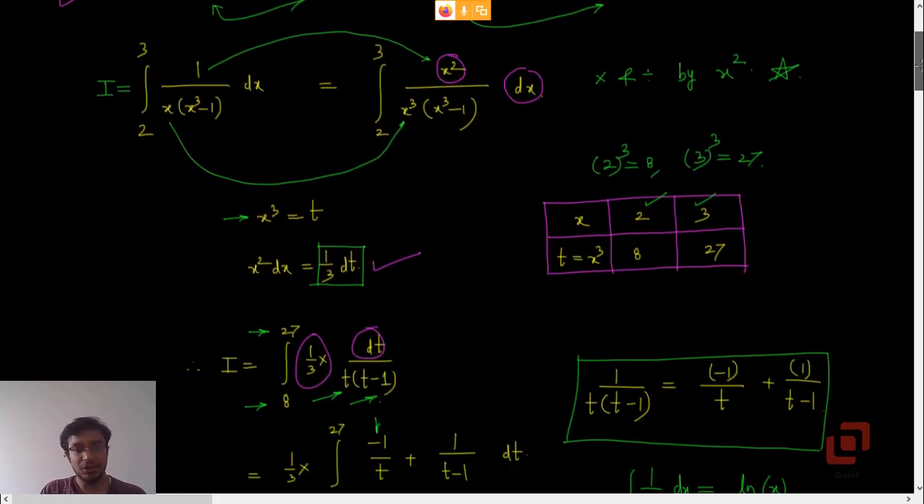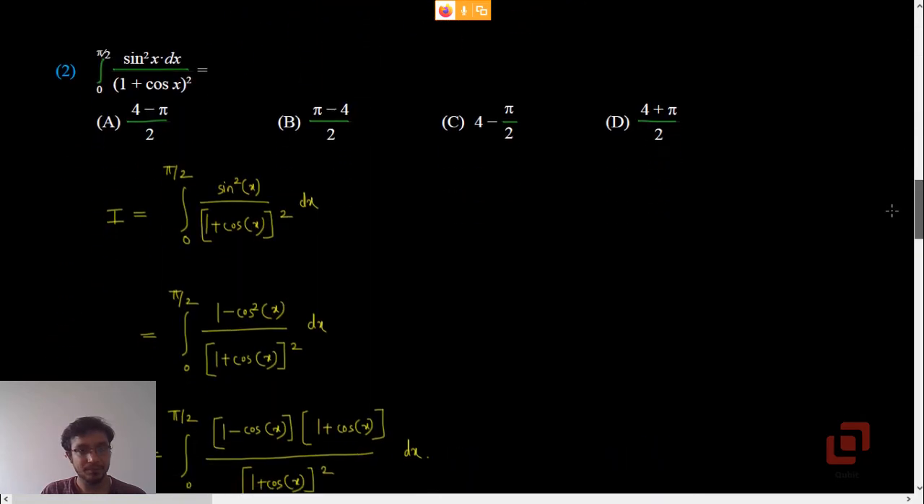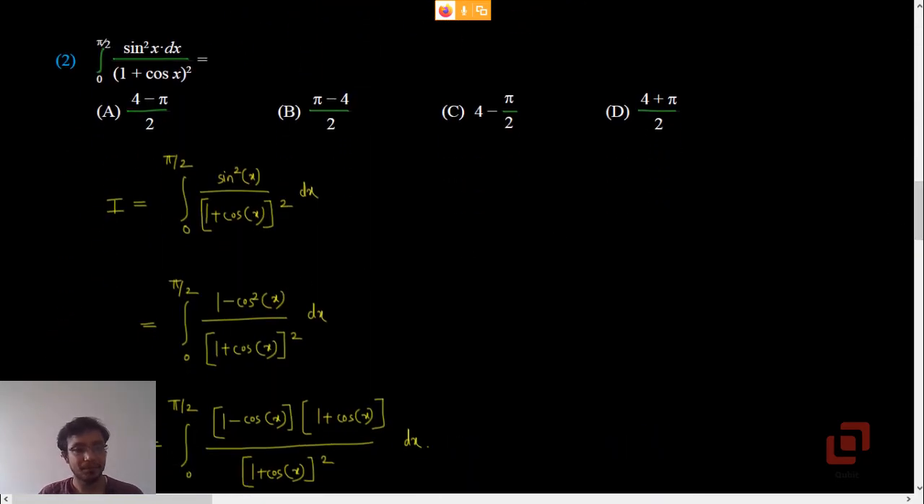Okay, let us now go to question 2. Question 2 is the integral of sine squared x upon (1 plus cos x) raised to 2 with respect to x, and the limits on x are 0 and pi by 2. Option A is (4 minus pi) upon 2. Option B is (pi minus 4) upon 2. Option C is (4 minus pi) by 2. And option D is (4 plus pi) by 2.